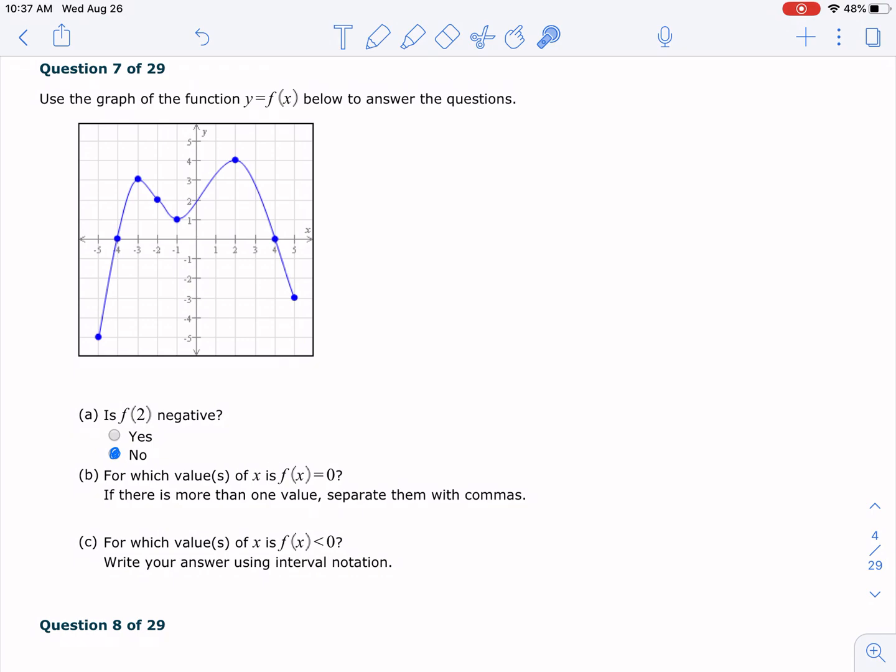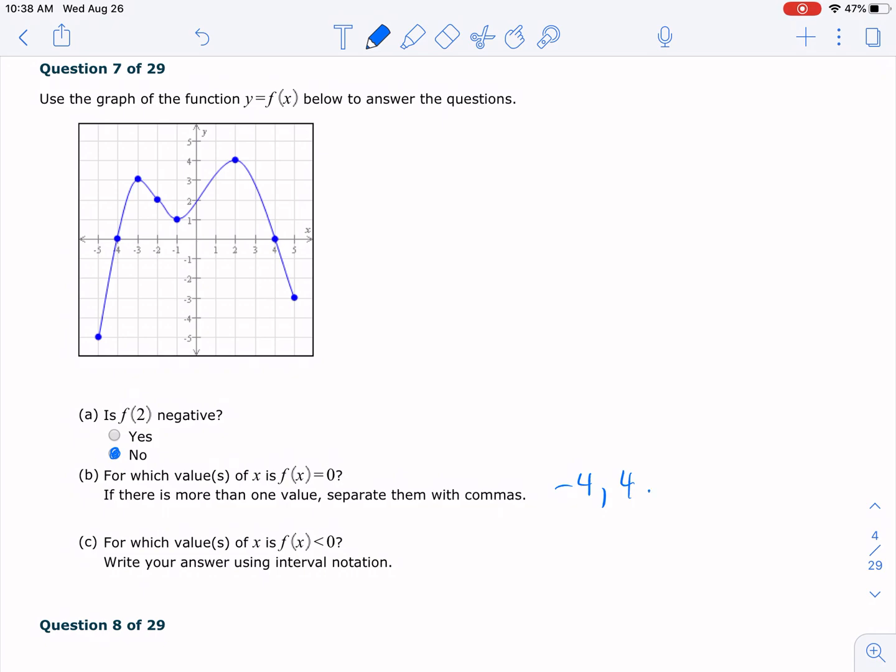All right, so let's do B first. For which values of x is f of x equal to 0? So which values of x? So that one. Oh, I'm sorry, it's not an interval. So it's just a value, so it's negative 4 and 4.